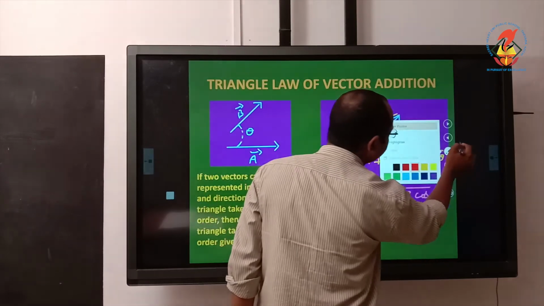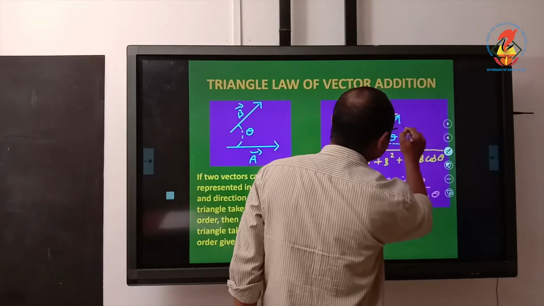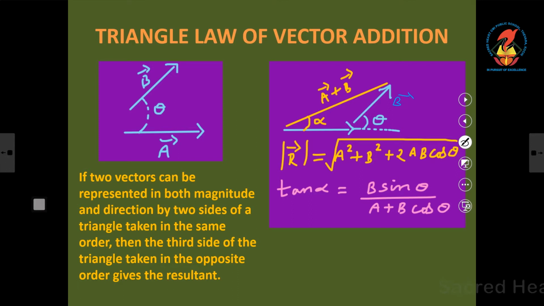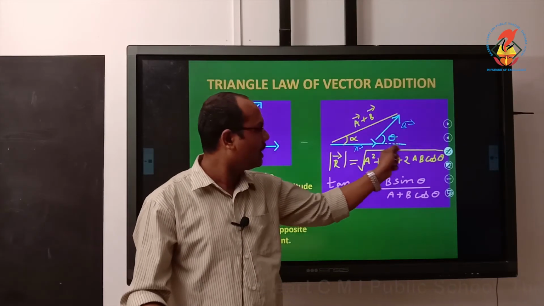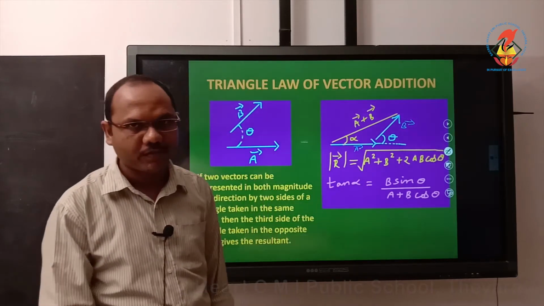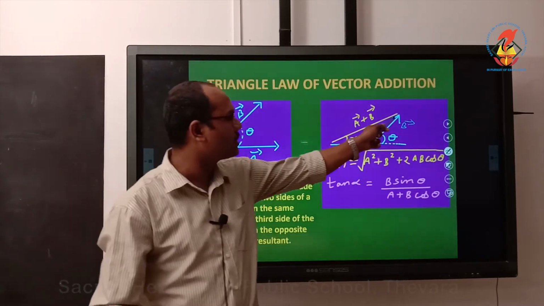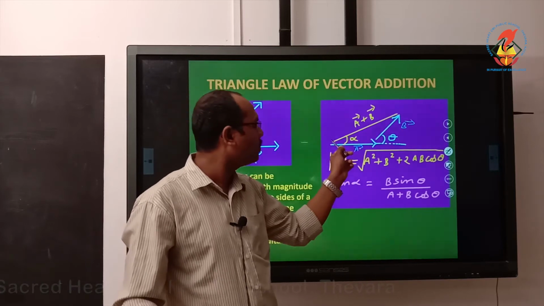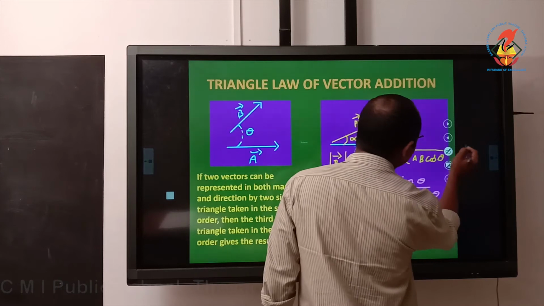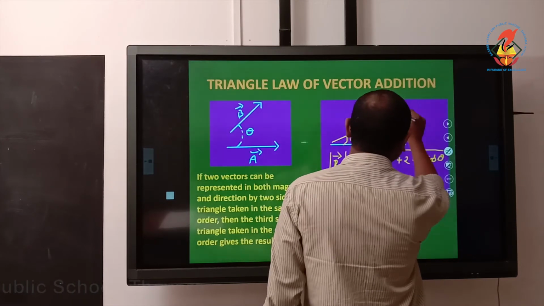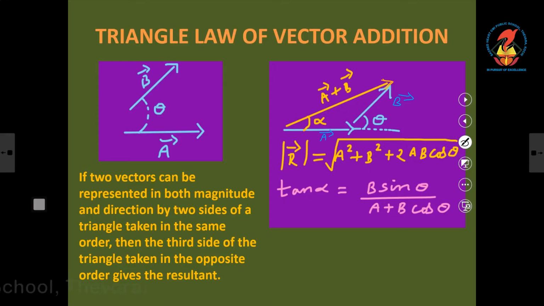So this is actually my vector B, and this is actually my vector A. So you have two vectors now, vector A and vector B, and I put a dotted line and then mark the angle theta. So these two are two sides of a triangle. Then you draw the third side along the opposite direction. That will give you the resultant vector. So I put an arrow here just to show that it is the resultant in this direction.